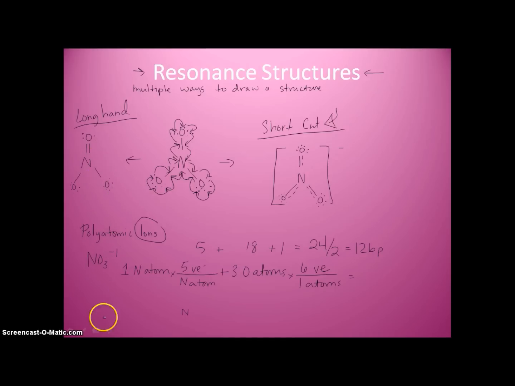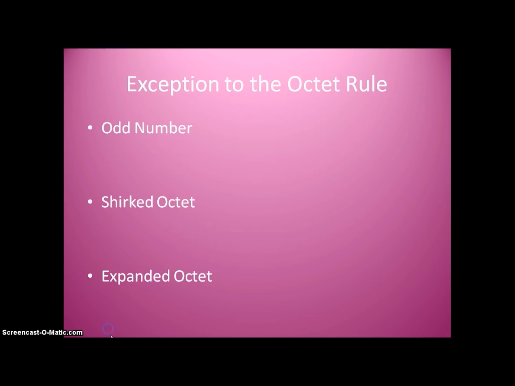So that kind of brings us to our next point, which is exceptions to the octet rule. And these exceptions are odd number of valence electrons, a shrunken octet, and an expanded octet. Okay, so an odd number: if we did not add the charge into our polyatomic ions, we would get an odd number of valence electrons.